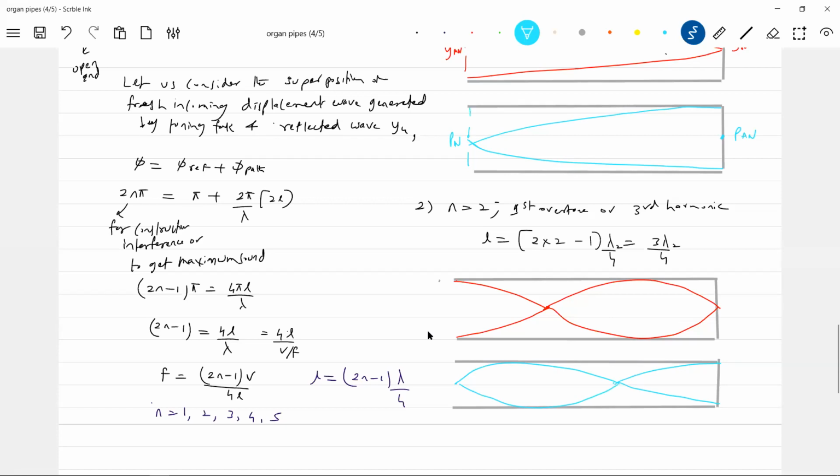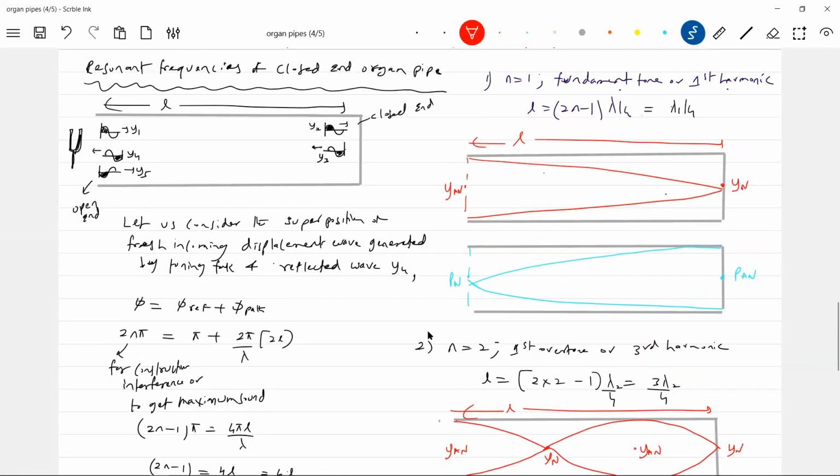So this should be the pressure displacement node, antinode, displacement node, and the length of the pipe is L. Pressure node, pressure antinode, pressure node, pressure antinode. Now, why third harmonic? Sir, you're not writing the resonant frequency.